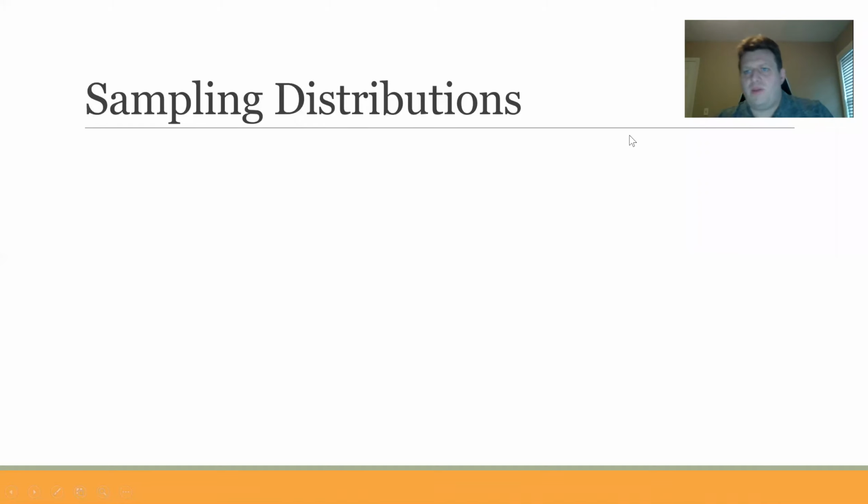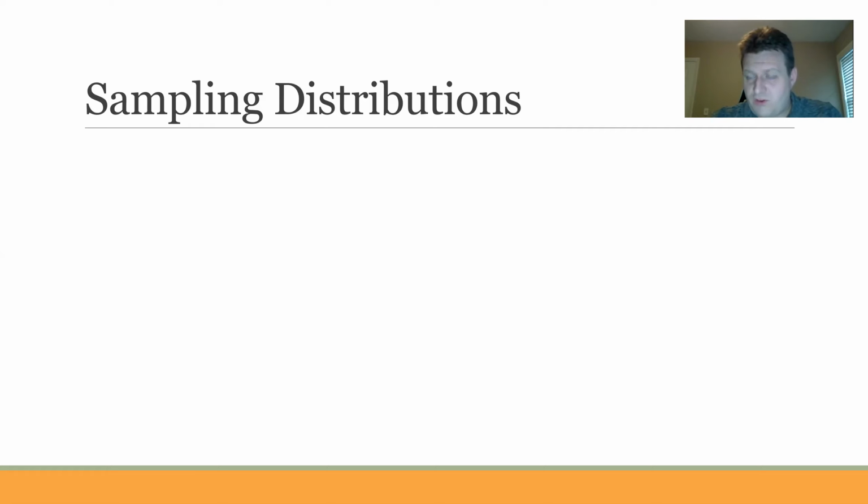All right, there are three qualities of the sampling distribution that we're going to examine. We're going to look at what is the mean of the sampling distribution, what is the standard deviation of the sampling distribution, and what is the shape of the sampling distribution.